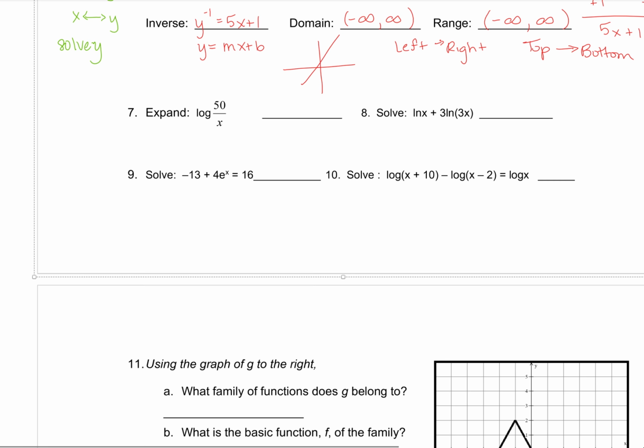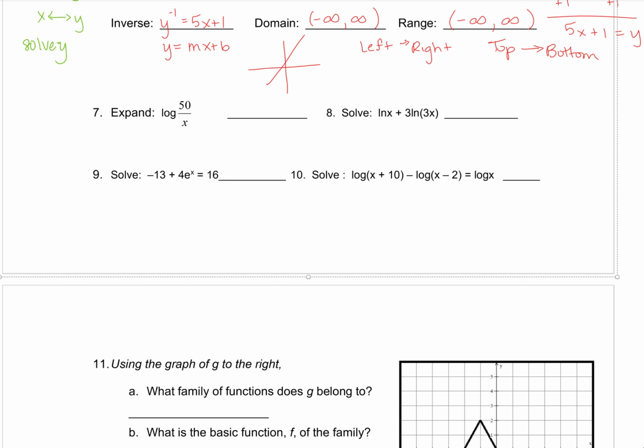All right, for number 7. We are expanding. Actually, for 7 and 8, this is not supposed to be solved. This one's going to be condense. I'm not solving because there is no equal sign for me to solve with.